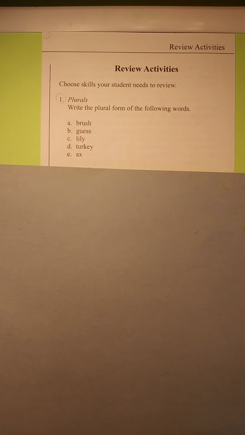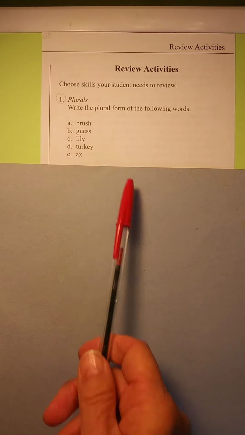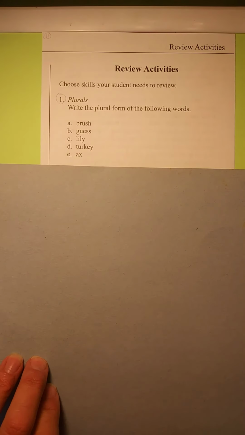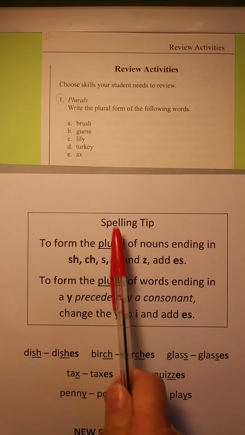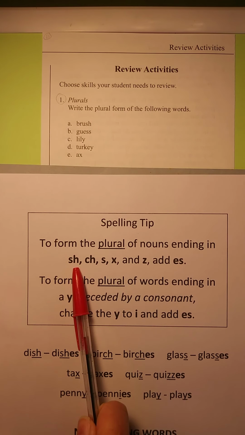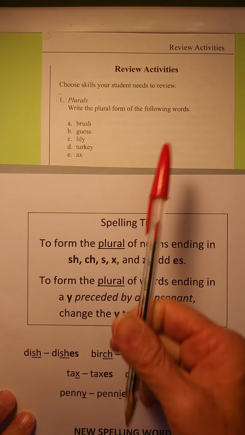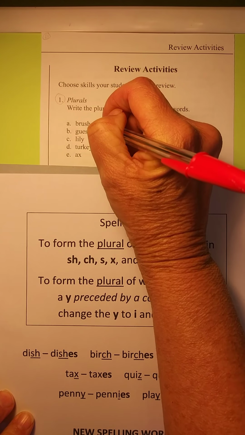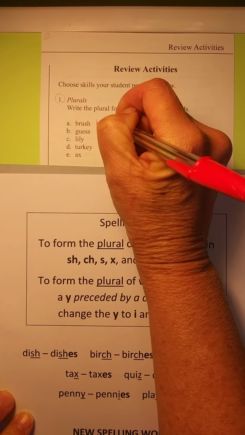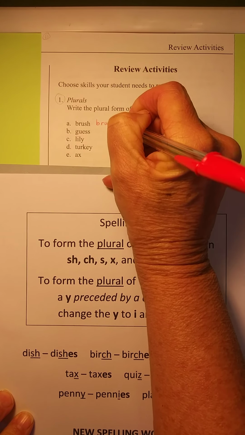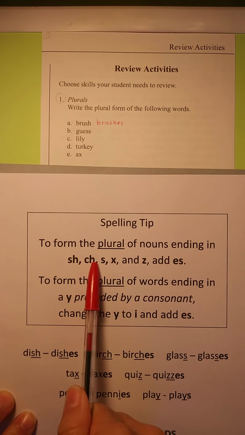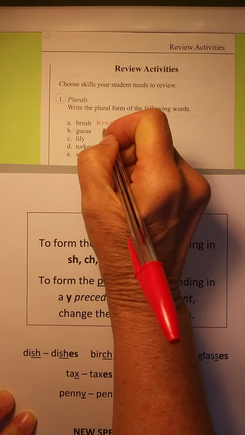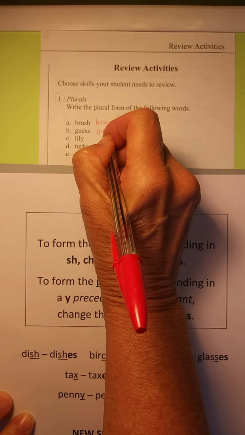Okay, this first one is what we were just talking about. The plural for brush. Brush ends in an SH, right? And that's one of the ones. So for brush, we're going to make it brushes, B-R-U-S-H-E-S. For guess, it ends in an S. Yep, that's one. So we're going to add an ES to that as well.